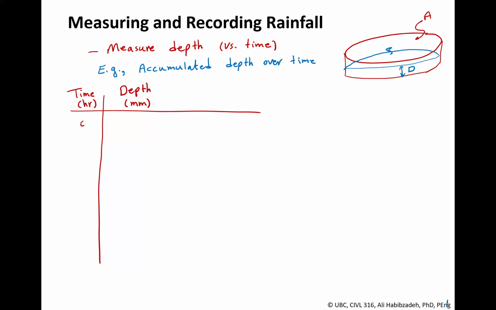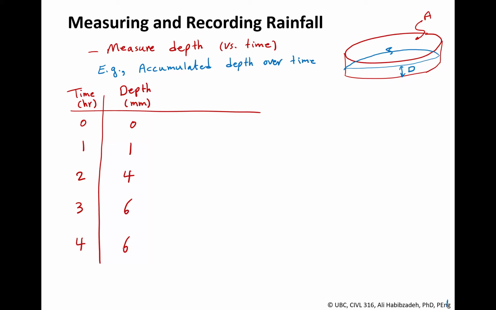So what happens? At time zero, you go look at this bucket and there's nothing there. So depth is zero. During the first hour, so hour one, we measure and we see, oh yeah, we have 1 millimeter of depth. The next hour, so hour two, there's some more rain, and then we measure depth and it's 4. And keep going. And hour 3 becomes 6, and hour 4 still 6.